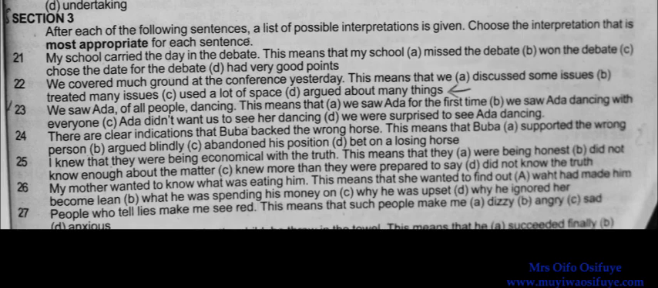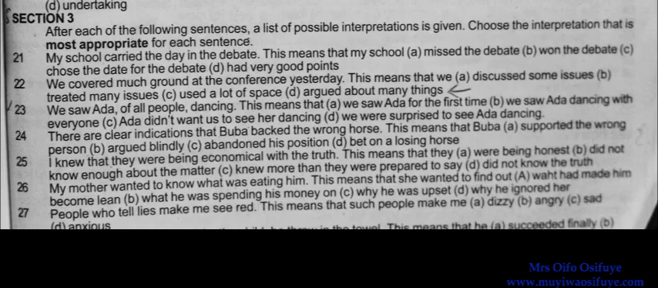The next example reads, we covered much ground at the conference yesterday. That is the sentence we are looking at, but we are now going to pick the correct interpretation for that particular sentence. This means that option A, discussed some issues. Option B, treated many issues. Option C, used a lot of space.